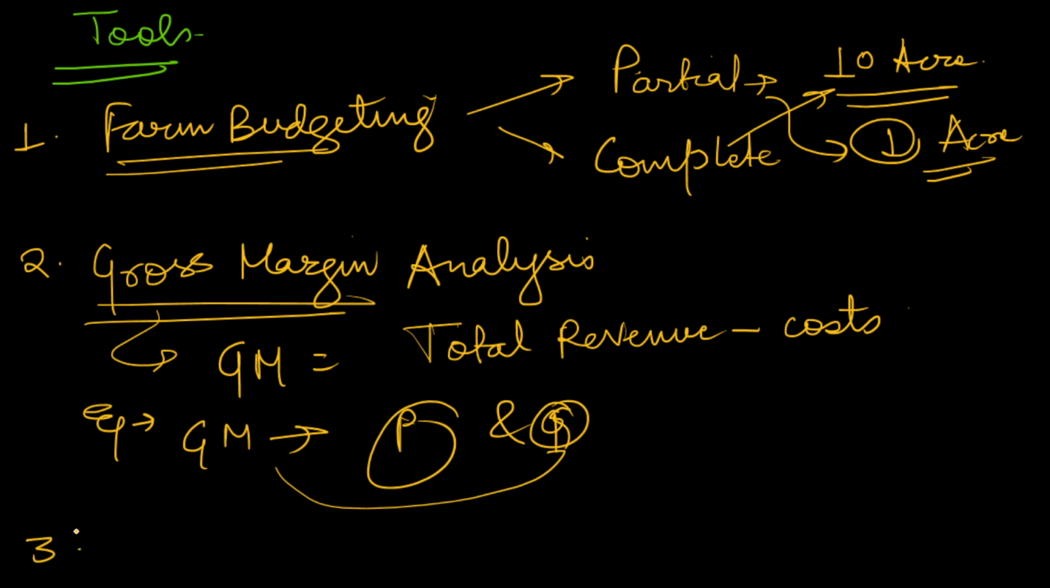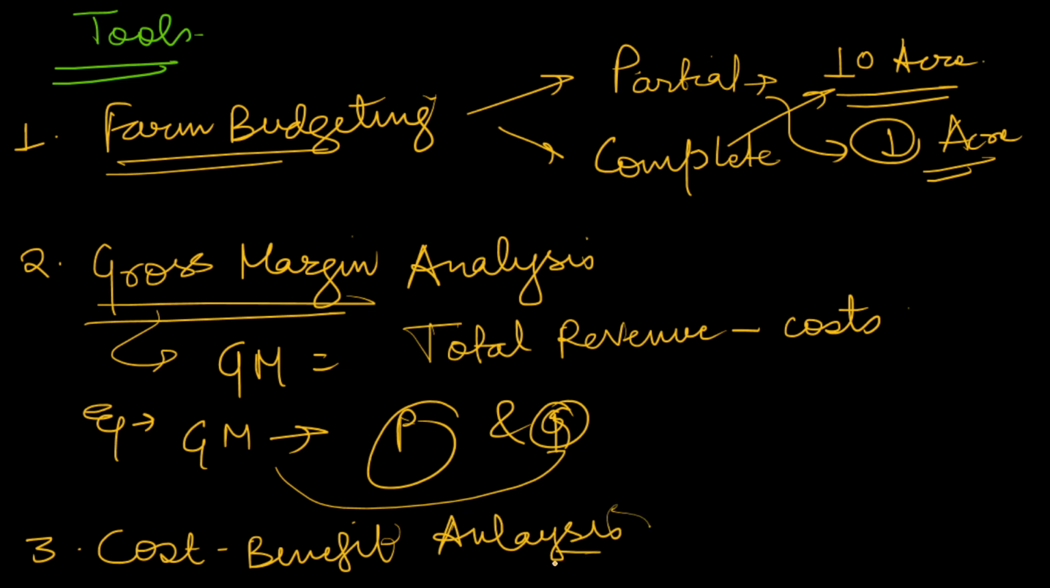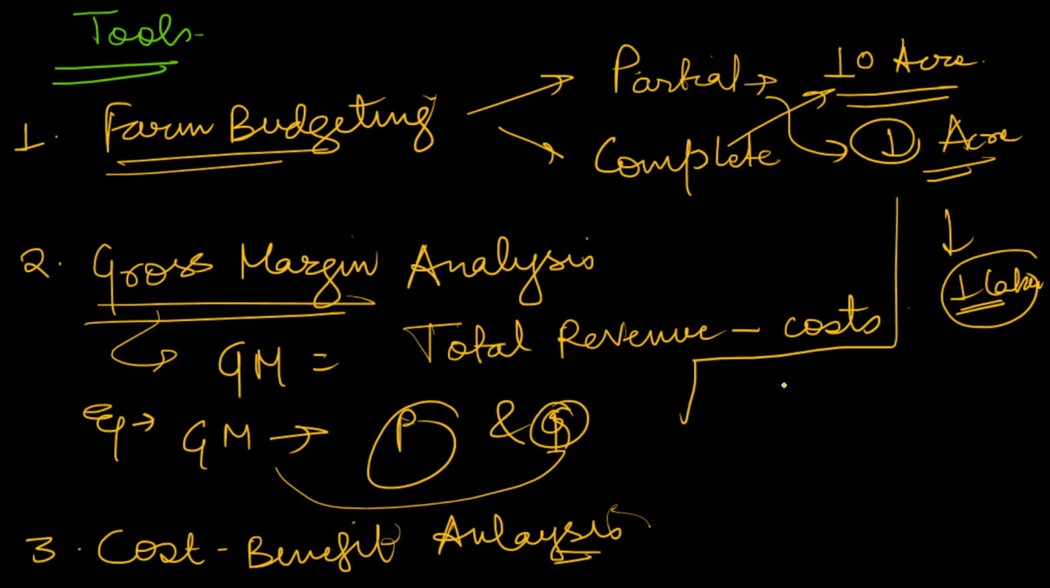Next one is the cost benefit analysis. So here we can compare the cost and benefits of particular farm projects, and here we can evaluate long-term investment. Suppose our per year farm income is 1 lakh rupees. Understand this example, it is very important. Suppose our per year farm income is 1 lakh rupees, and we buy a tractor worth 10 lakh rupees.